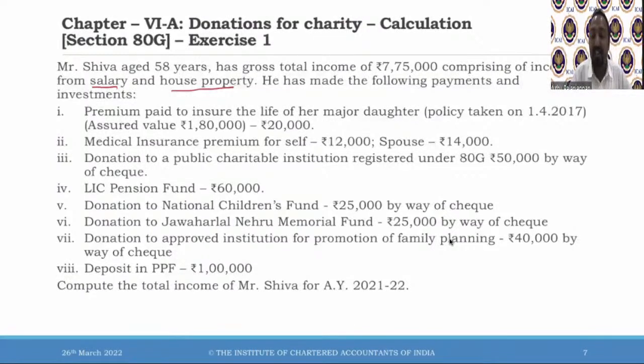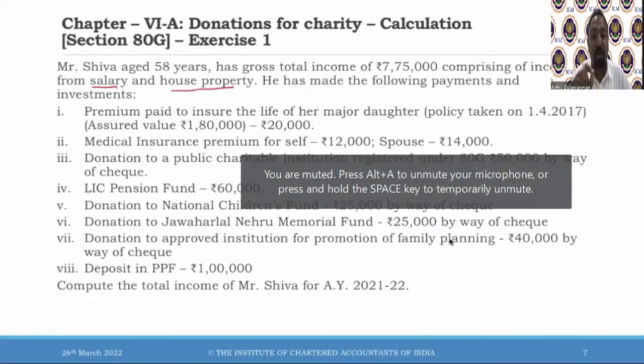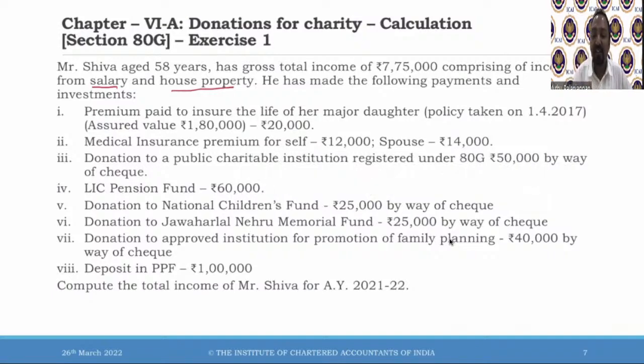What did we say for adjusted gross total income? You need to remove short-term capital gain, long-term capital gain, and income on which there is no tax. Both salary and house property do not fall under that category, so there is no adjustment in that 7,75,000. Clear? The purpose of using the words salary and house property is to tell you nothing else needs to be adjusted. So the only thing that you need to adjust is Chapter 6A deductions other than 80G.